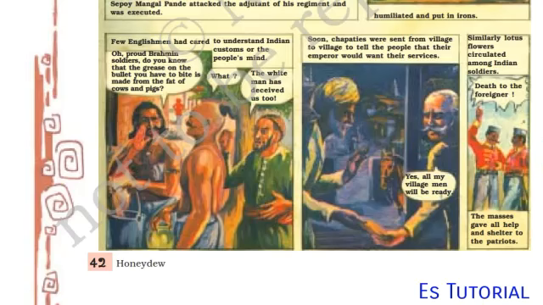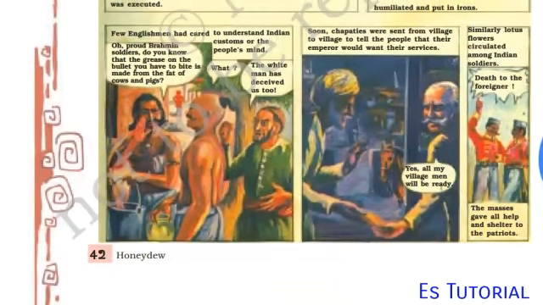Oh, proud Brahmin soldiers, do you know that the grease on the bullet you have to bite is made from the fat of cows and pigs? What? The white man has deceived us too. Soon the chapatis were sent from village to village to tell the people that their emperor would want their services. Yes, all my village men will be ready. Similarly, lotus flowers circulated among Indian soldiers. The masses gave all help and shelter to the patriots.